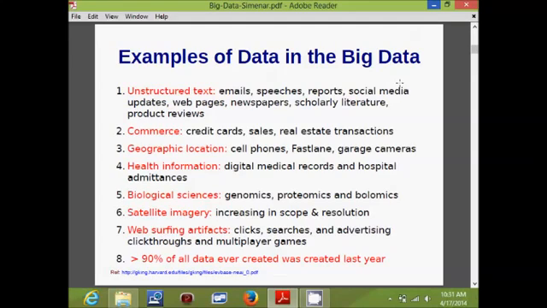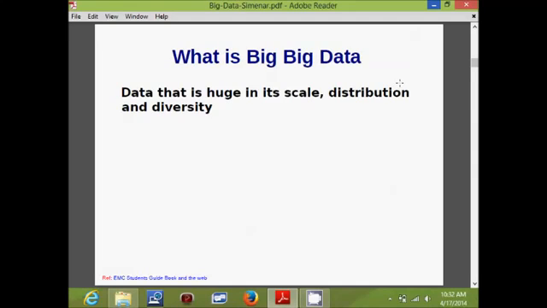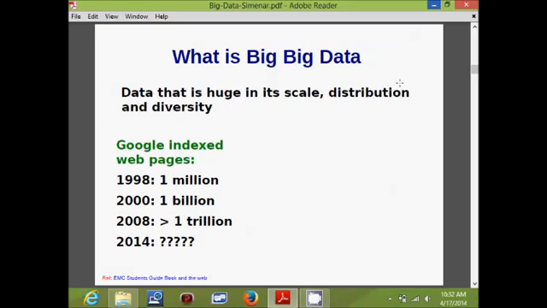Big data is the data that is huge in its scale, in its distribution, in its diversity, in its timelines. This forms the big data. For example, Google in 1998 had indexed more than 1 million web pages. In 2000, the number increased to 1 billion. In 2008, it's more than 1 trillion. And for sure, in 2014, it's much more.